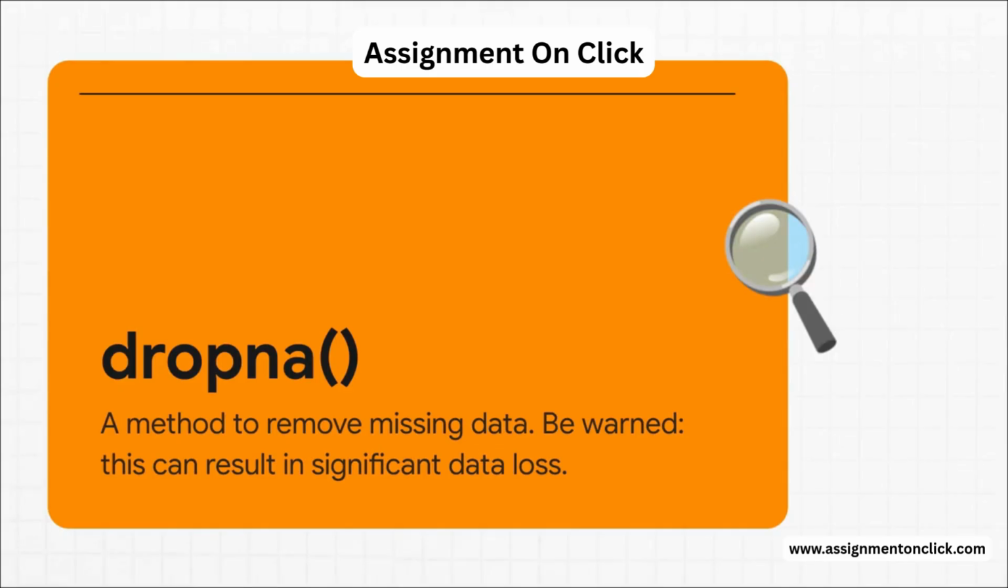The dropna function, which you'll see a lot in tools like Python's Pandas library, is that clean, direct surgical approach. It just cuts out any rows or columns that have missing values. But, and this is a huge but, be warned, this is a blunt instrument. If you're not careful, you could end up throwing away a massive chunk of really valuable information.